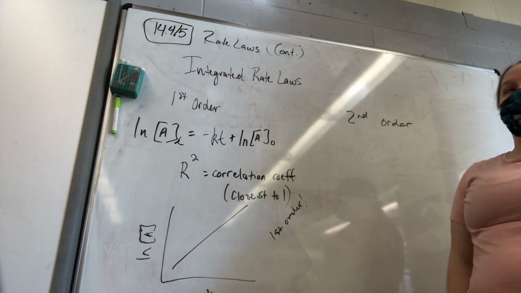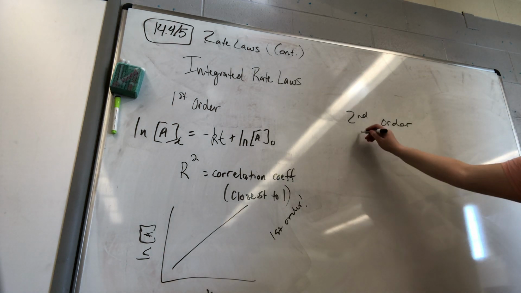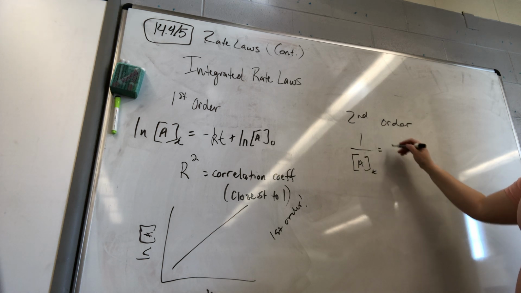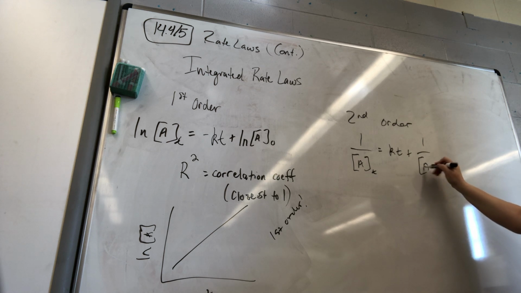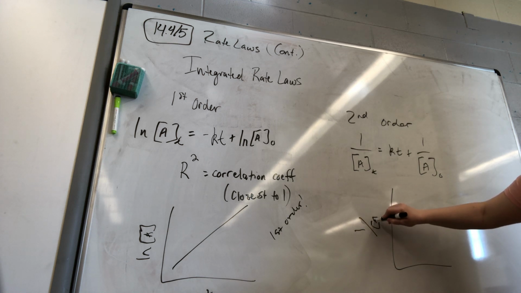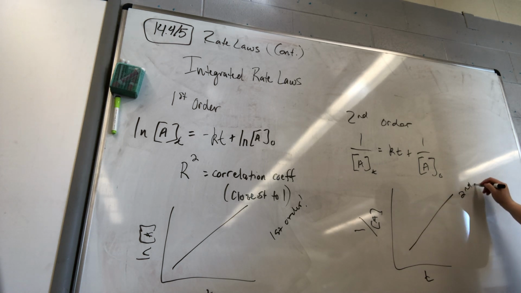Okay? For second order data, the treatment was the inverse of the data. Again, if we graphed 1 over concentration versus time, time is always on the x-axis, and we got a straight line, then this would be a second order.